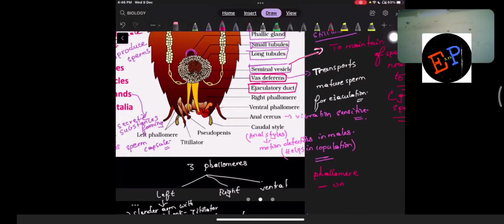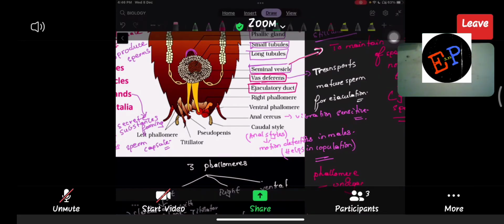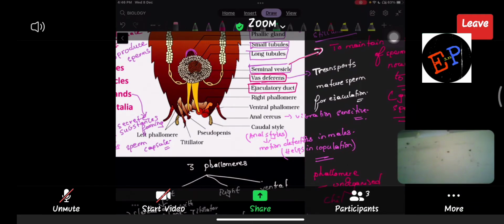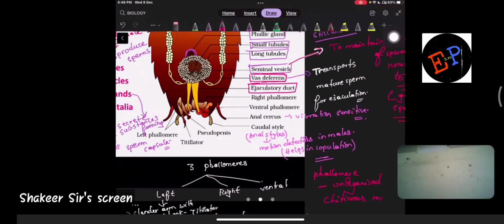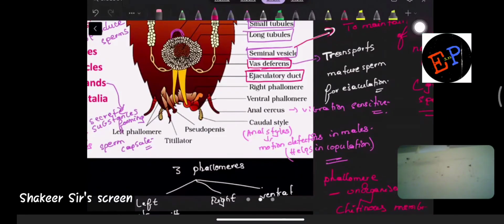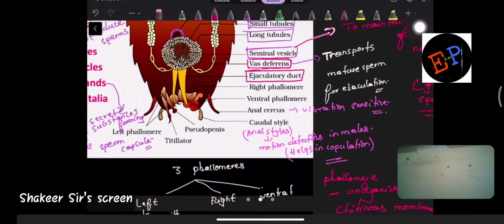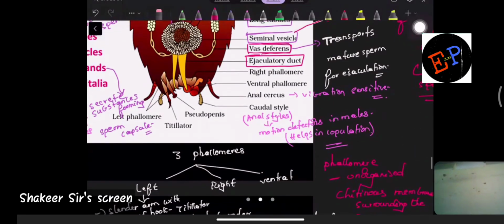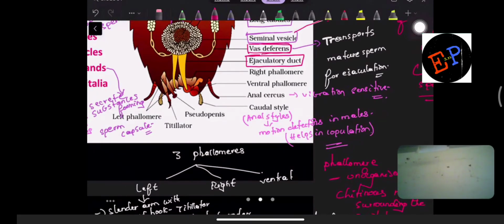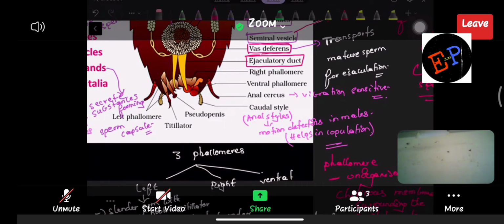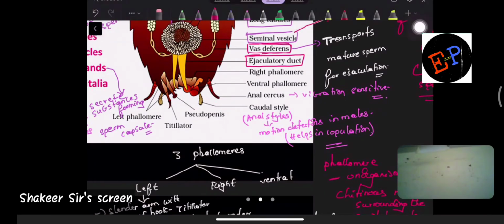You are able to see? So the ejaculatory duct we have studied. Now we are studying about phallomeres. An unorganized chitinous membrane surrounding the genital parts is called a phallomere. Are you able to understand? So what is meant by phallomere? It is a chitinous membrane, or a membrane made up of polysaccharides.